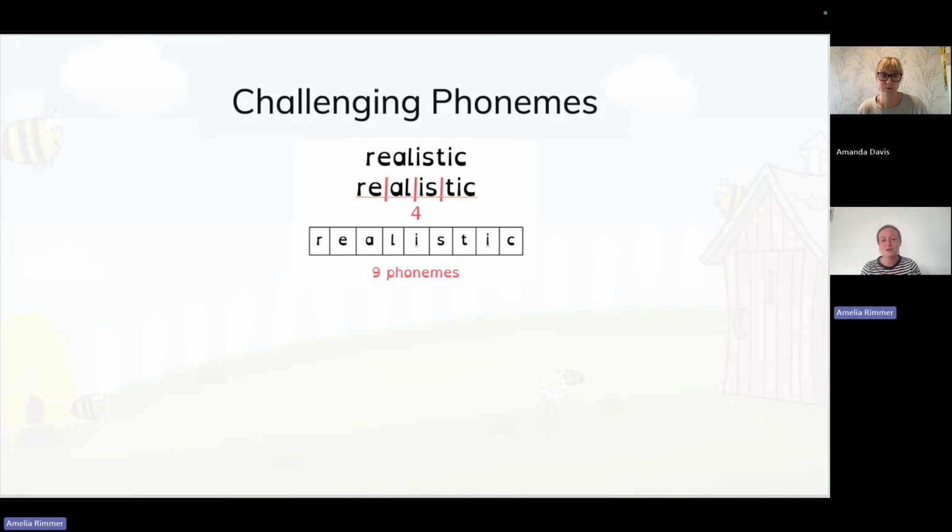And you get some really challenging phonemes. So we are moving beyond what we've learned in Key Stage 1. For example, we are often taught in Key Stage 1 that E and A go together as a digraph, and they make one sound, which they do in some words. Like in tea, it makes an E sound, and in some words it makes an E sound, like in head. But in this word, realistic, you can see we've separated it out into the phonemes, and we've got 9 phonemes. The E and the A are actually separated as separate phonemes.